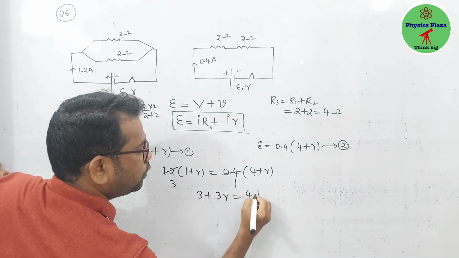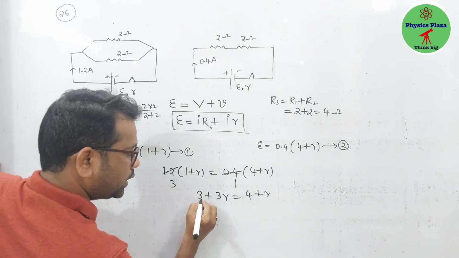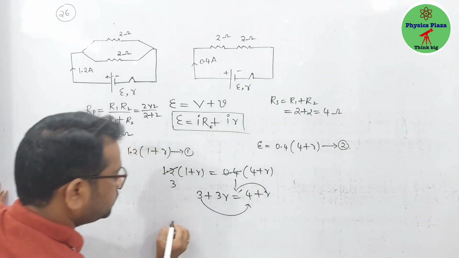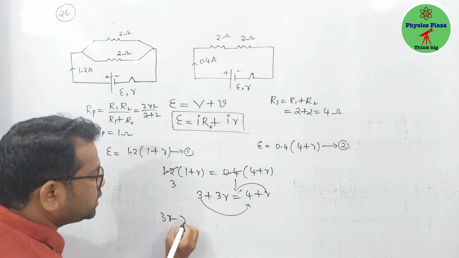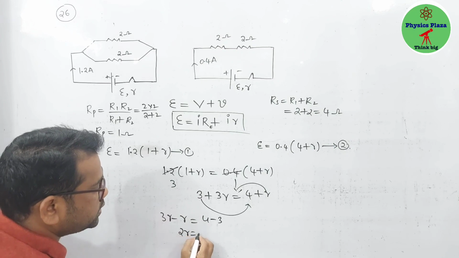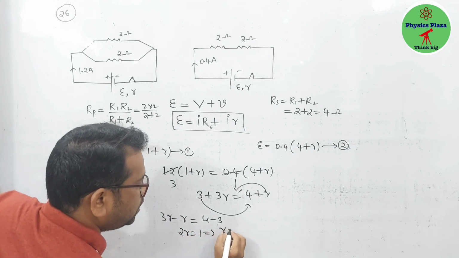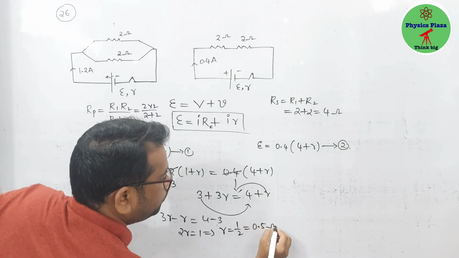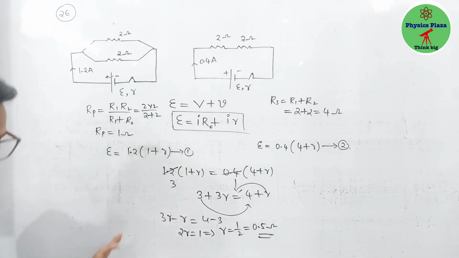This is 4 plus R. So get this 3 this side, get this R this side. So it will be 3R minus R is equal to 4 minus 3. So 2R is equal to 1, children. So R is equal to 1 by 2, that is 0.5 ohm. So this is the internal resistance of the cell given.